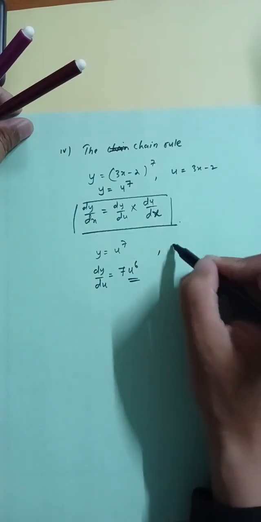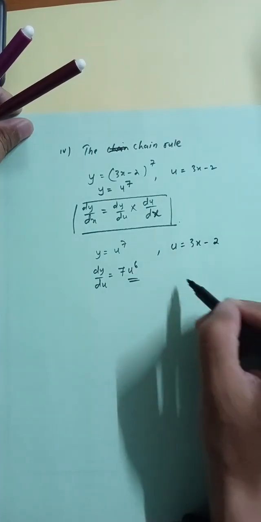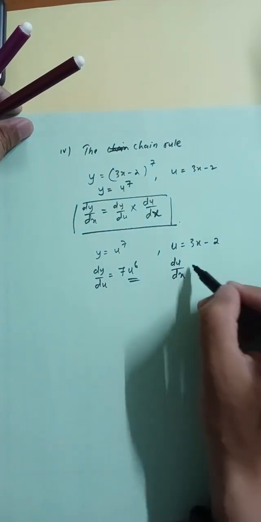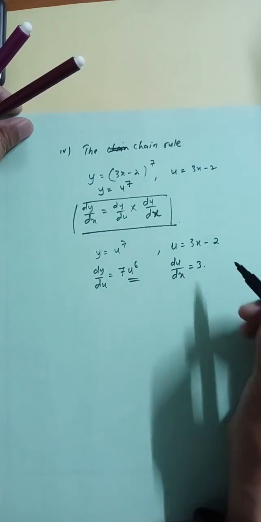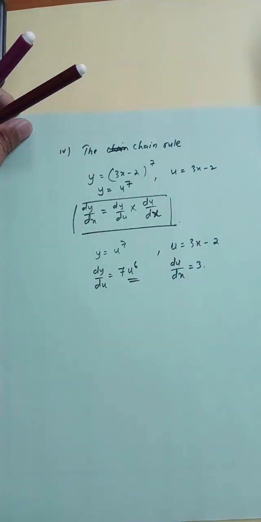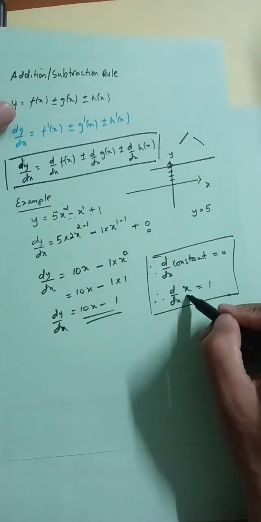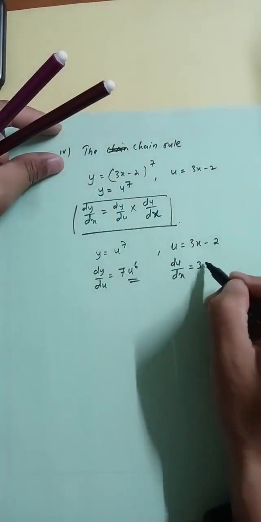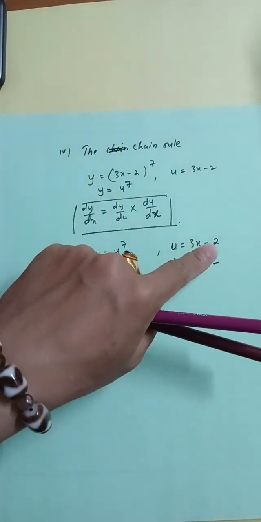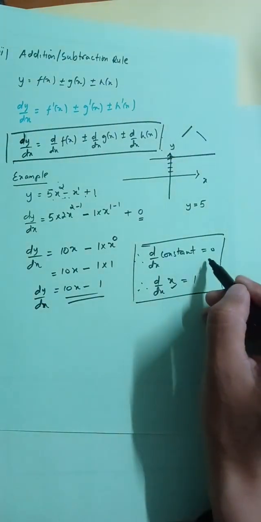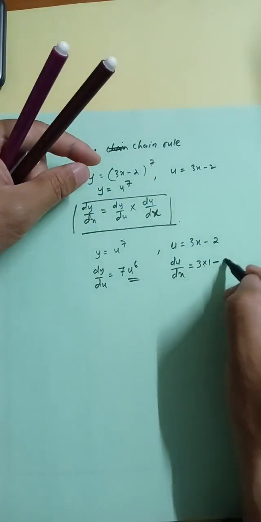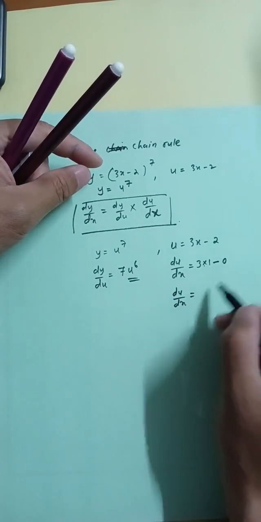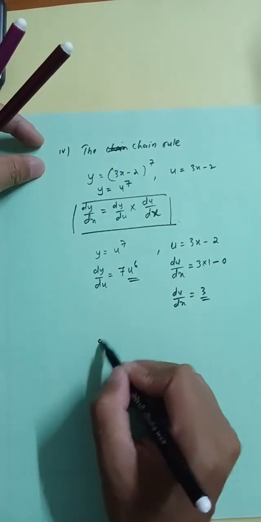And then u equal to 3x minus 2. Now I need to differentiate u with respect to x. du over dx is d by dx of 3x minus 2. d by dx of x is 1, so 3 times 1, minus d by dx of a constant, which is 0. As a result, du over dx is 3 times 1 is 3, 3 minus 0 is 3, simply 3.